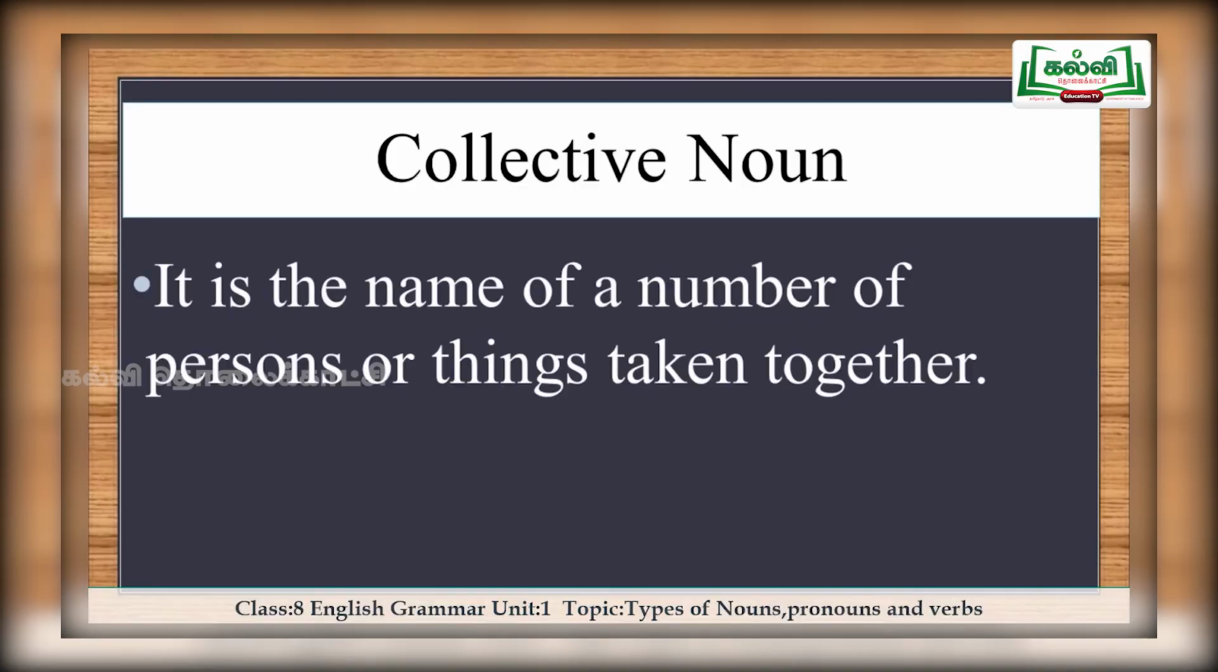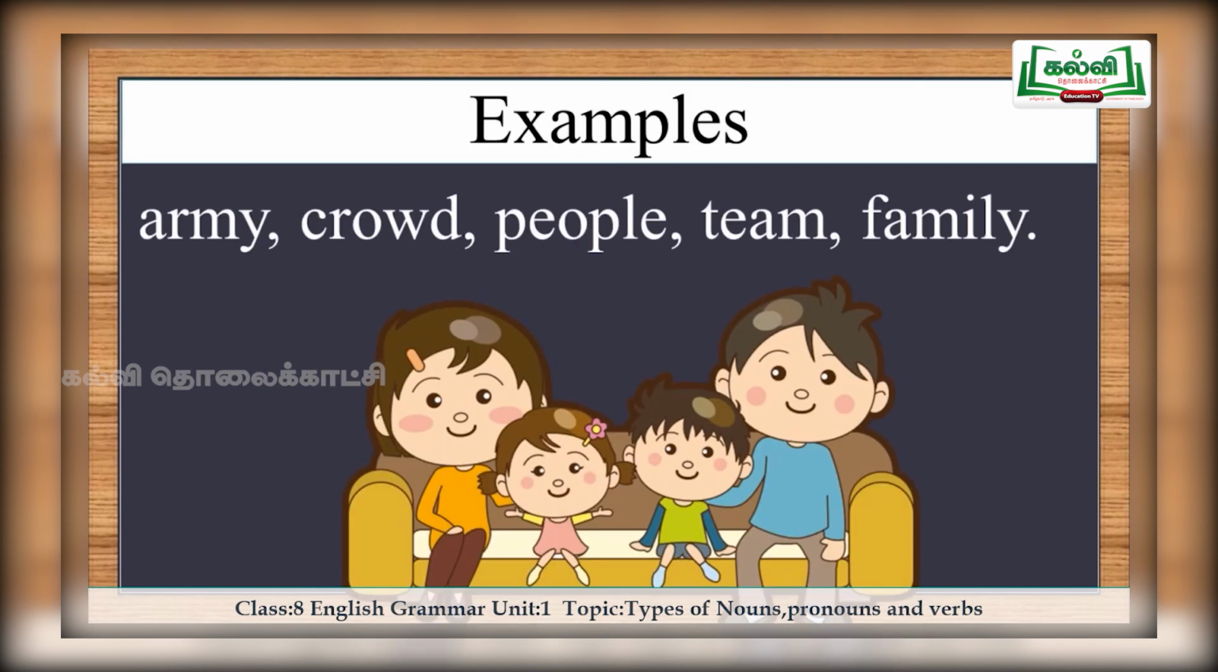So we have a good idea about proper noun and common noun now. Now let's move on to the third type, collective noun. What is that? Collective means combination or together. It is the name of a number of persons or things taken together. We call it a collective noun. Let's check some examples: army, crowd, people, team, family, where there are more than 2 to 5 members. And let me show you some images and tell you the collective nouns.